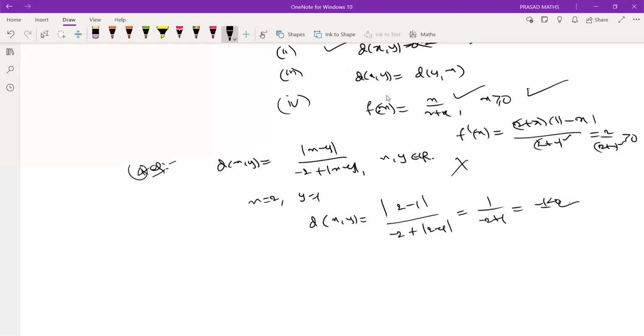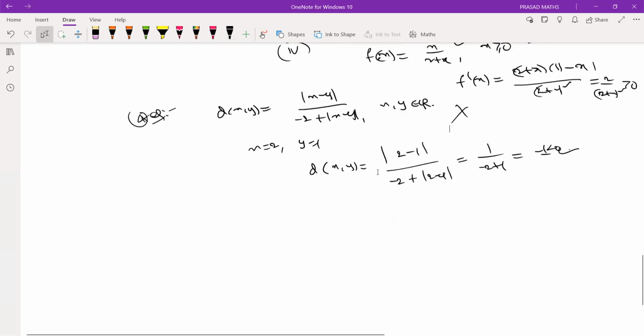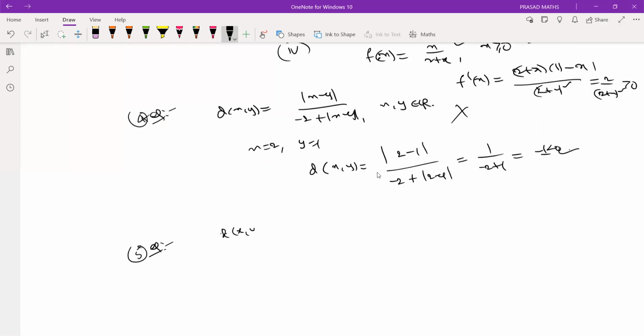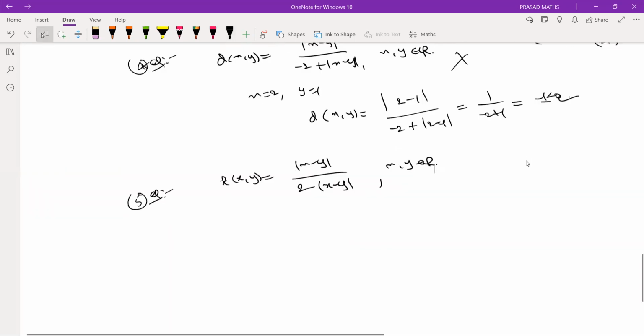Is it clear? Yes, sir. Suppose you take this: the distance between x comma y is equal to mod of x minus y divided by 2 minus mod of x minus y. Is it a metric or not?